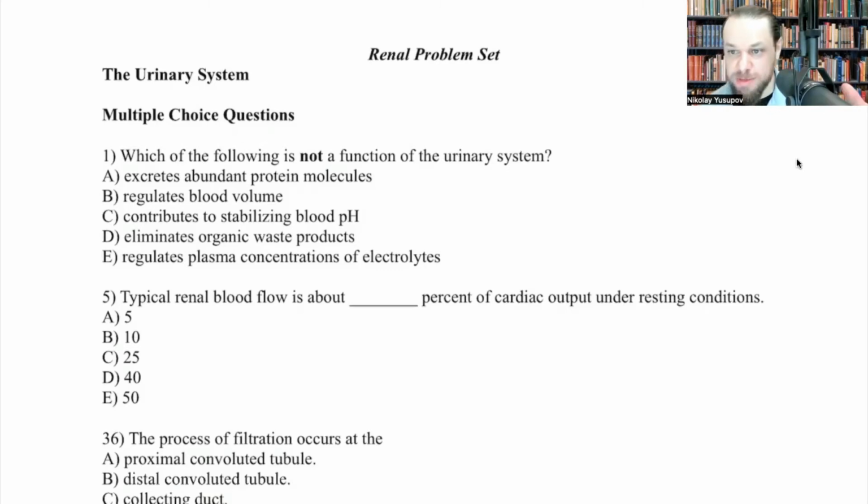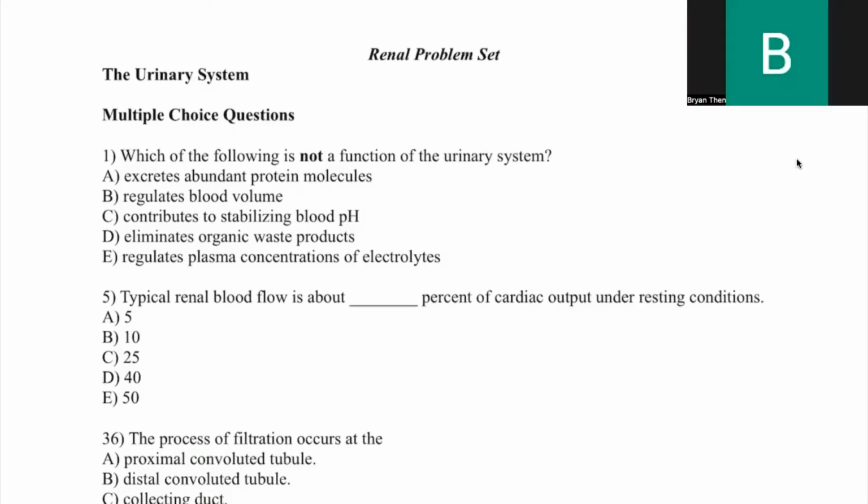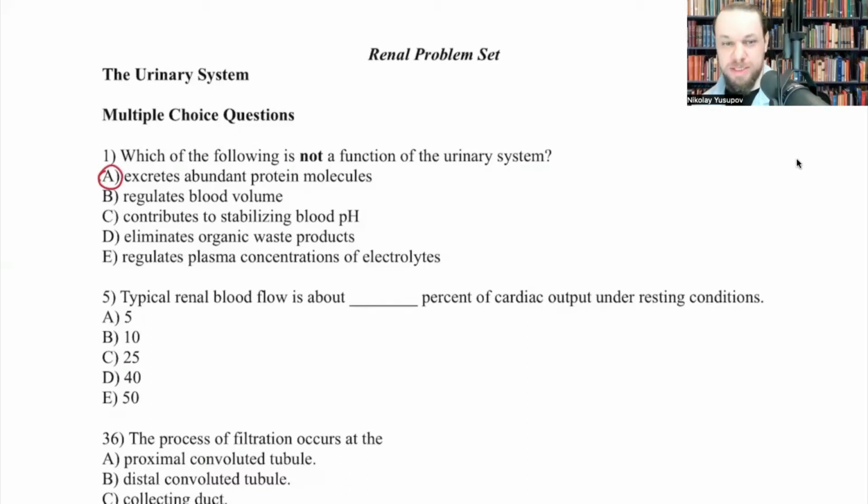All right. I see Brian got his hand up. Start with question 1. Which of the following is not a function of the urinary system? That would be A, excretes abundant protein molecules. Ideally, protein is not something you excrete. Remember I was talking about cells and big proteins, especially albumin. They're not being excreted into your urine, and they want to be circulating in your body. So A is the correct answer. Everything else the kidney does, in fact, do.